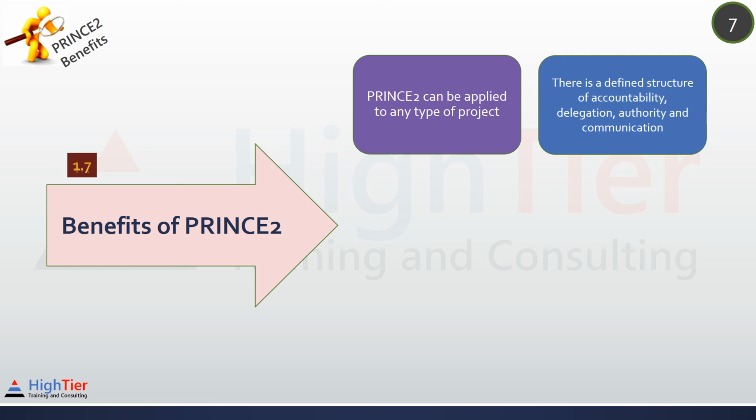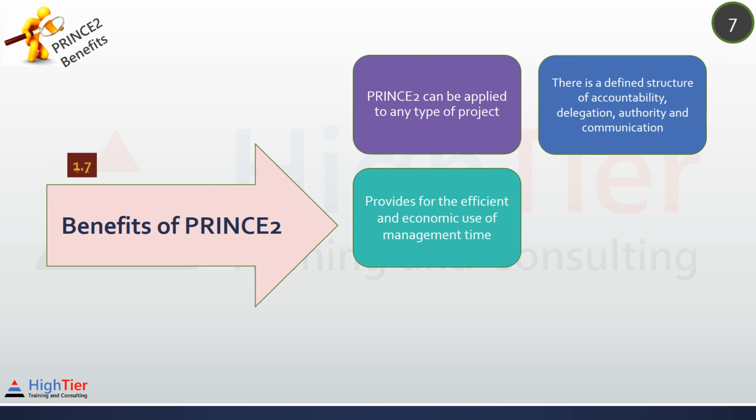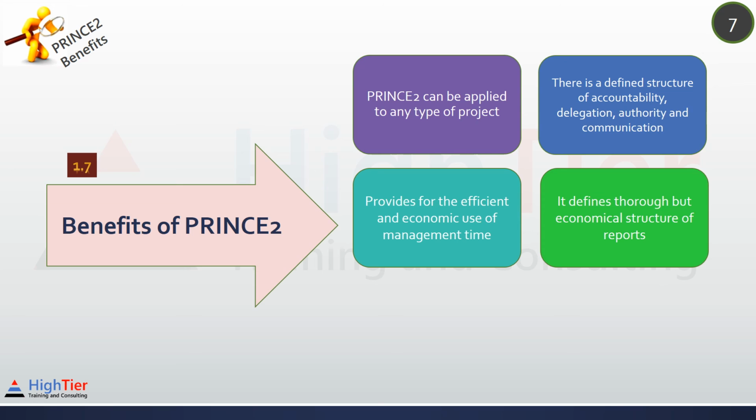PRINCE2 provides a structure for roles and responsibilities. All members of the project team should understand what is expected of them and what they can expect from others. PRINCE2 uses management by exception. This allows the project manager to handle certain project issues. But once an issue goes beyond a certain tolerance, it becomes an exception. It should be escalated to the next higher management level.